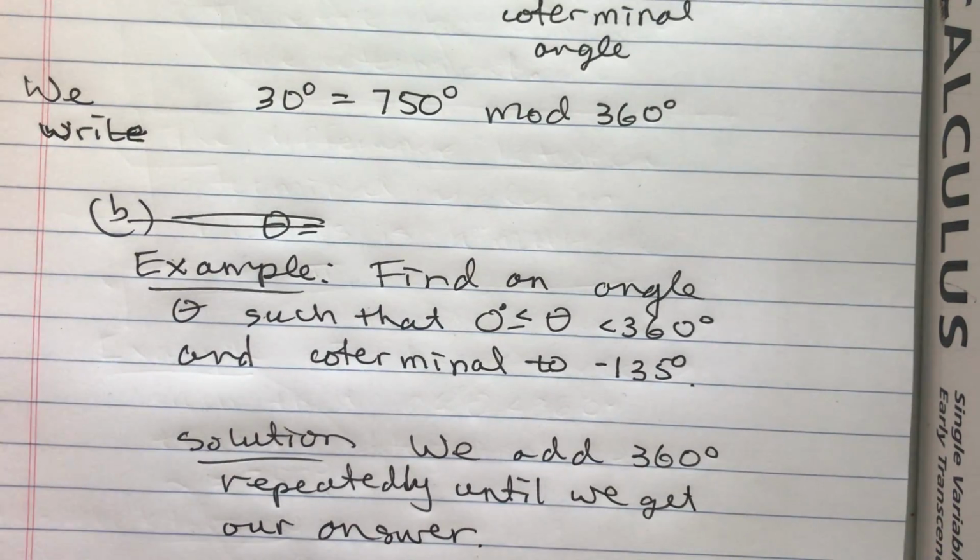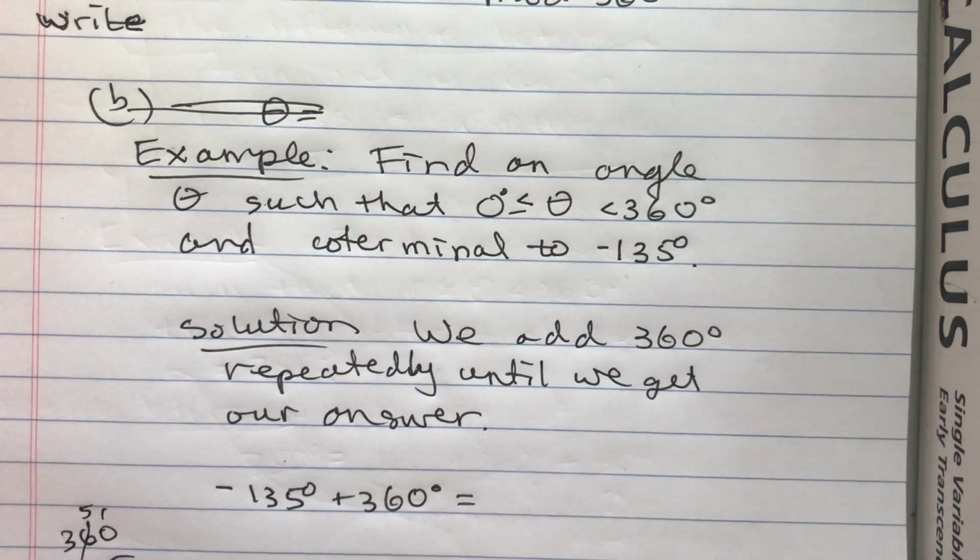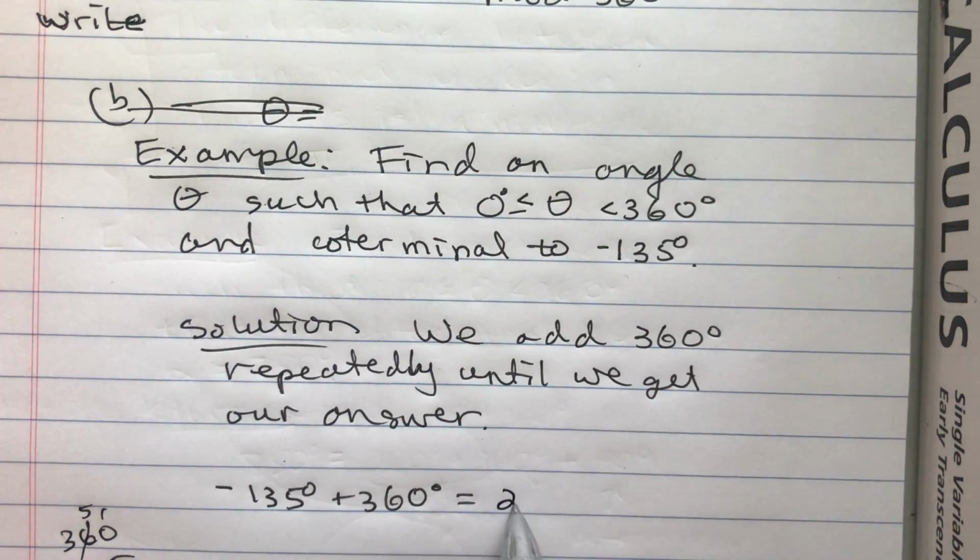So what's going on here is that if I add 360 degrees, I'm going around the circle counterclockwise. The thing is that I could either use a calculator, or I could do this in my head, or I can write this down the way I'm doing here. So it's 225 degrees, and that's our answer.